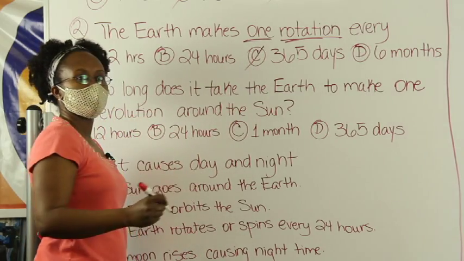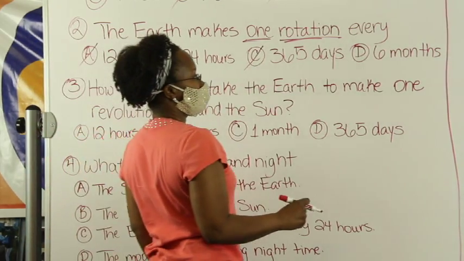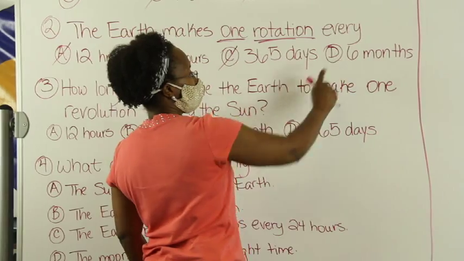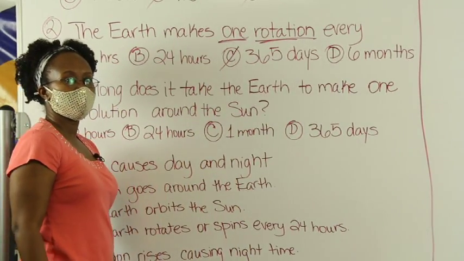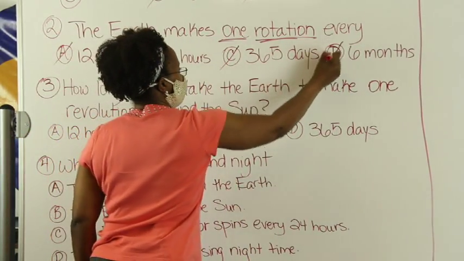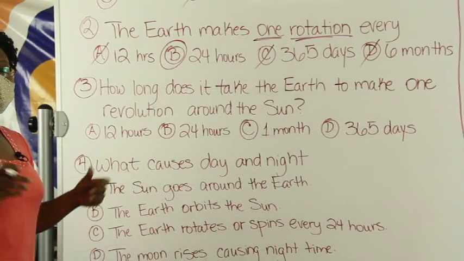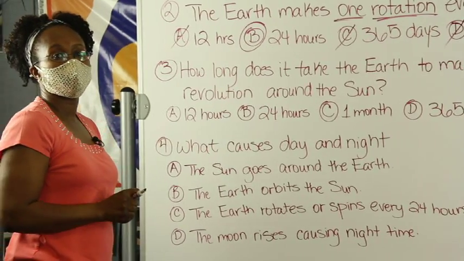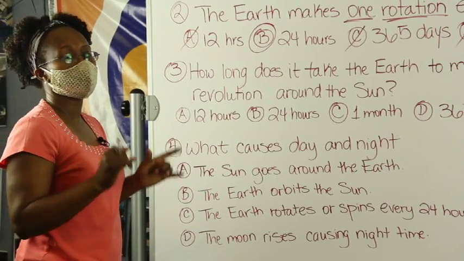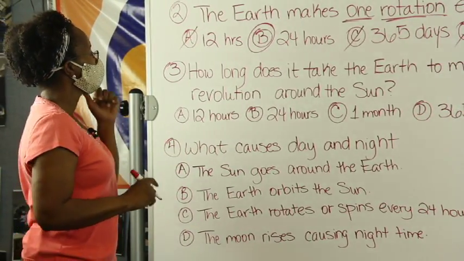That's really slow movement. We'd have a lot of dark times. Is it 6 months? Half a year? Nope. So our answer is going to be 24 hours, or they may even say 1 day. So you need to know that there's 24 hours in 1 day, okay?